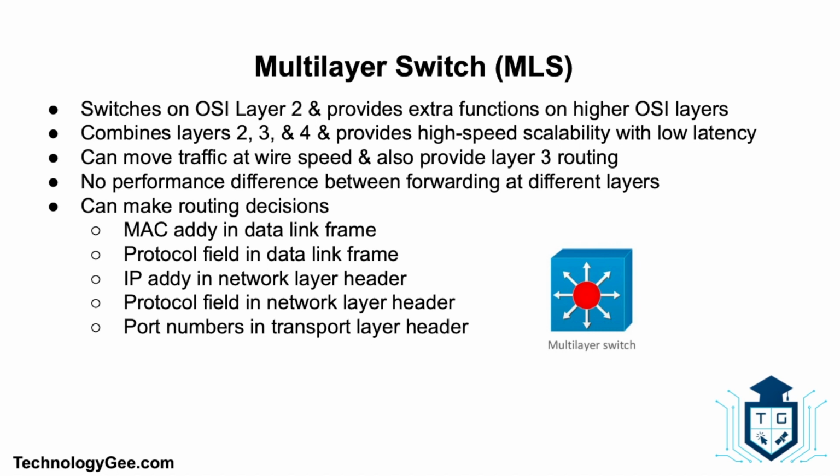There is no performance difference between forwarding at different layers because the routing and switching is all hardware based, and multi-layer switching can make routing and switching decisions based on the following: MAC addresses in the data link frame, protocol fields in the data link frame, IP addresses in the network layer header, the protocol field in the network layer header, and port numbers in the transport layer header.